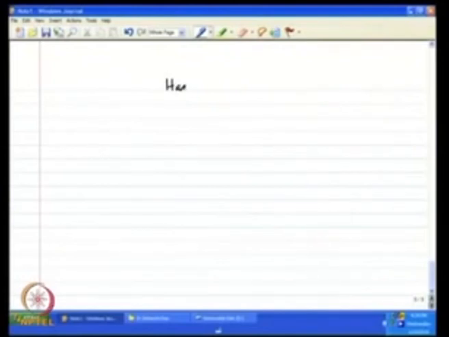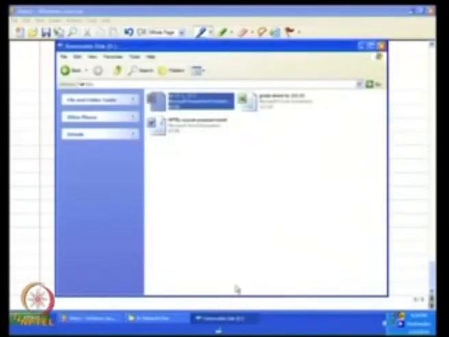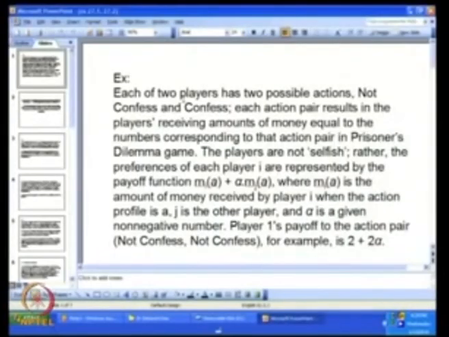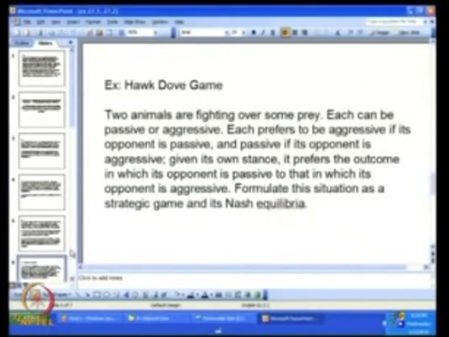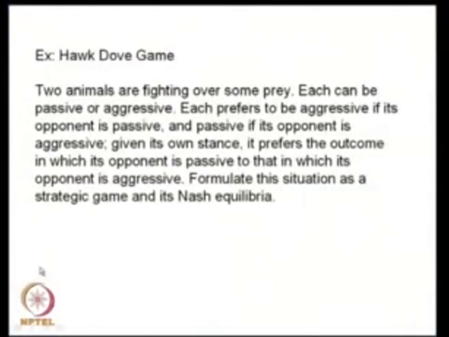Let me take you to another sort of game which is similar to some of the games that we have seen. It has two Nash equilibria, and this is known as a hawk-dove game. This is given as an exercise in this PowerPoint. Here is the story.